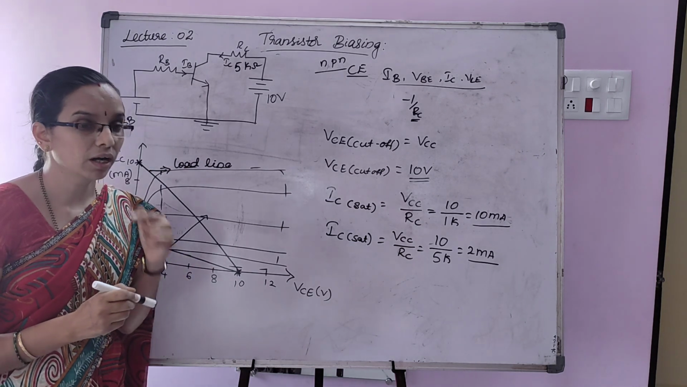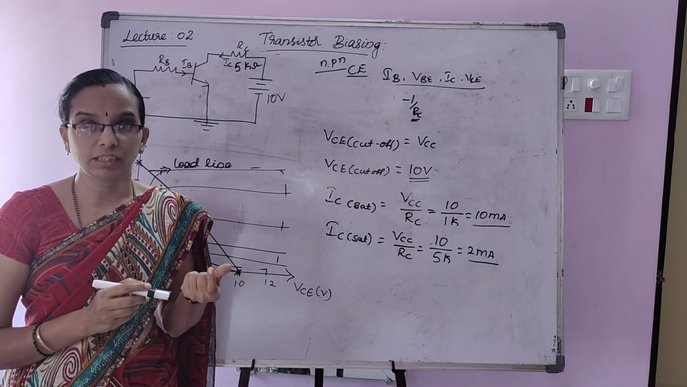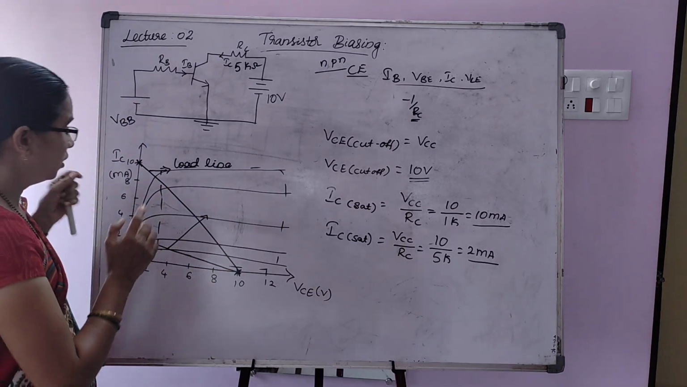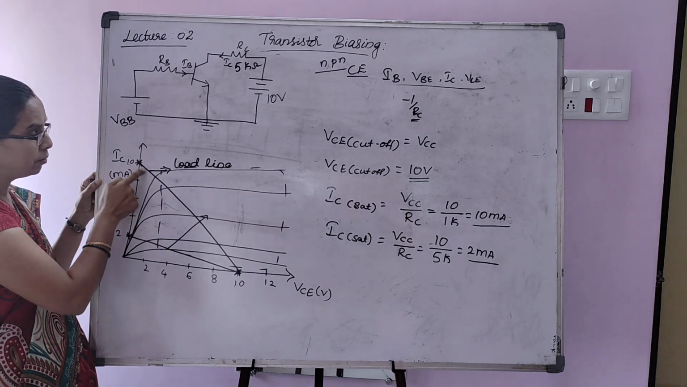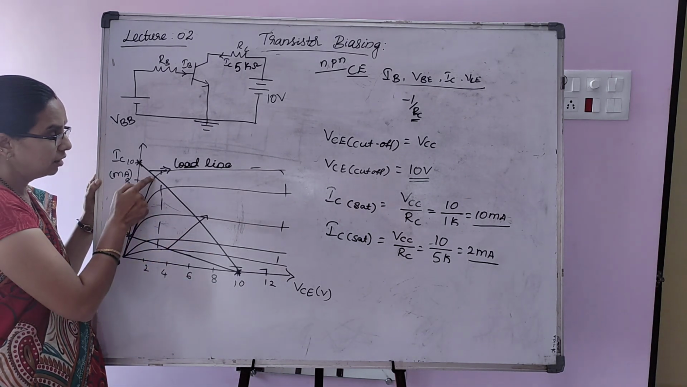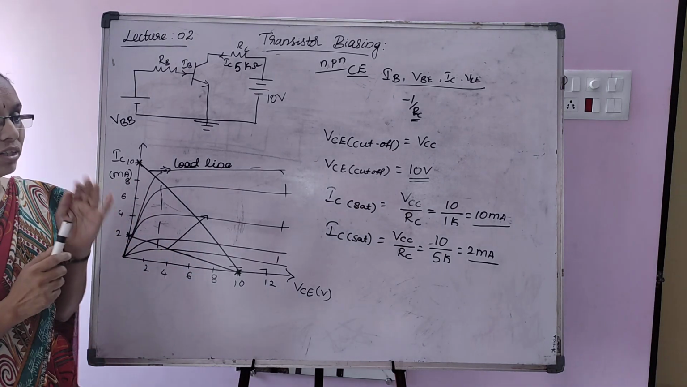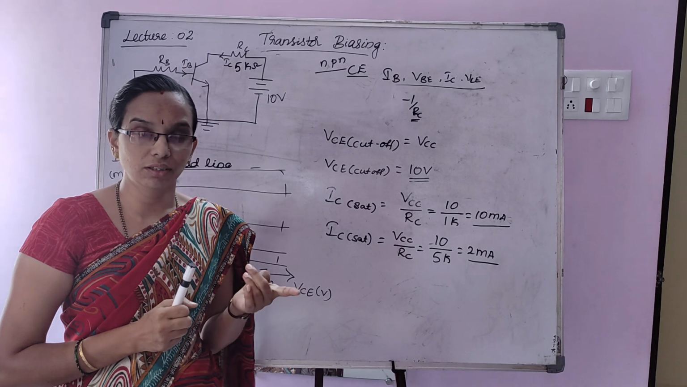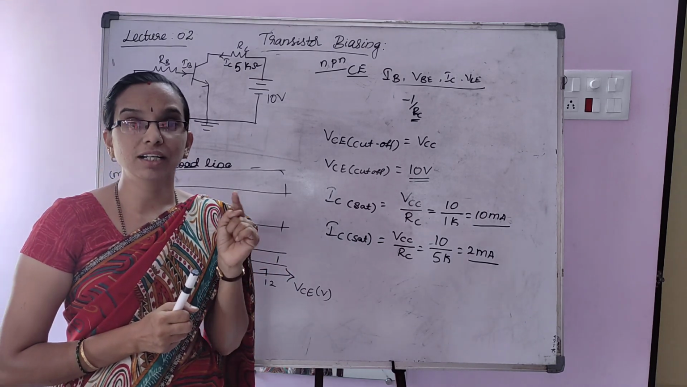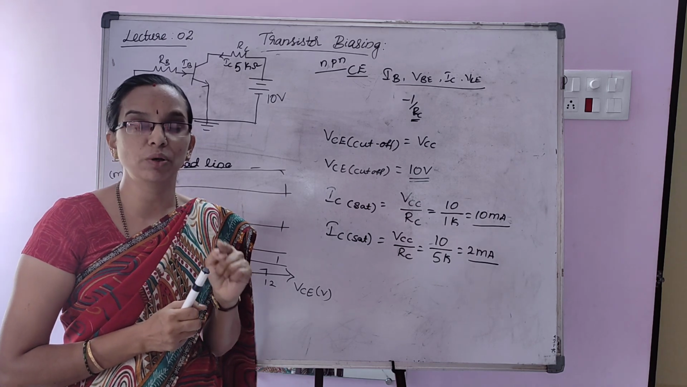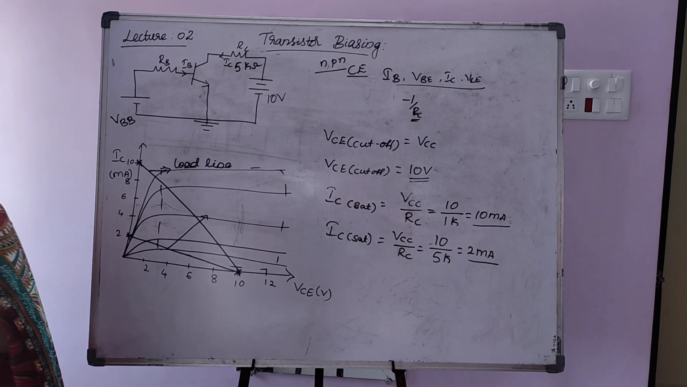Today we will learn how to find out the Q point coordinates. We saw what the Q point is, that is the operating point, which will be on this DC load line. The intersection of the DC load line with the output characteristic curve is the Q point, a quiescent point or operating point of the transistor. That we will see today.